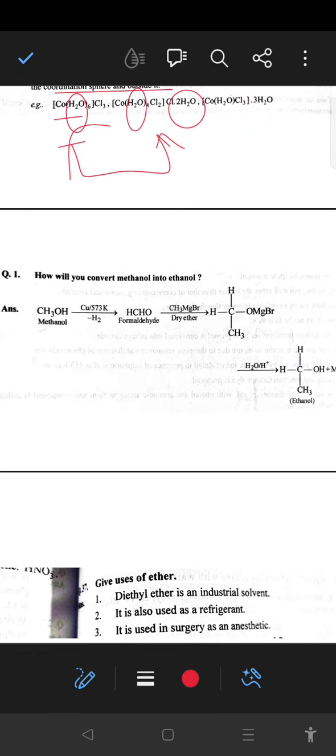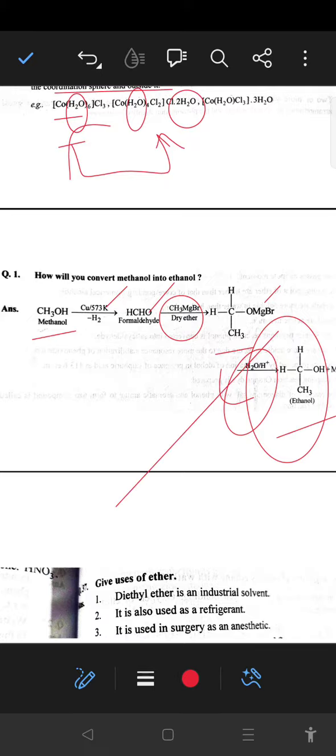Next, convert methanol into ethanol. So first, methanol is treated with copper at 573 K, that is an oxidation that will lead to the formation of aldehyde, and by addition of a Grignard reagent that will give the product, and further upon hydrolysis will give ethanol as the product. Sorry.